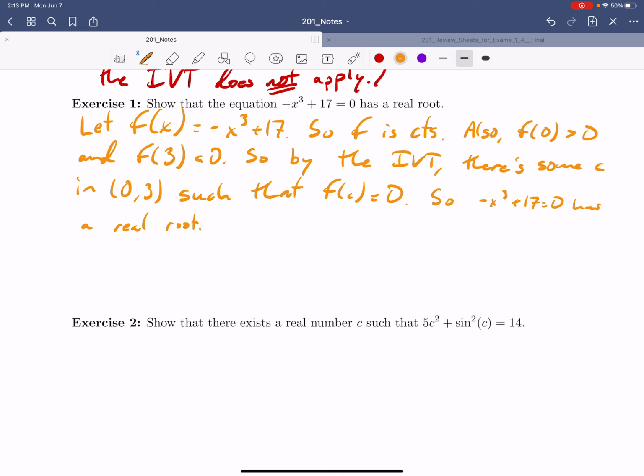Now, actually, in this case, if we think about it, we could identify that real root. The real root is the cube root of 17. So actually, we didn't even need the IVT for that one. But still, that's how you would do it.